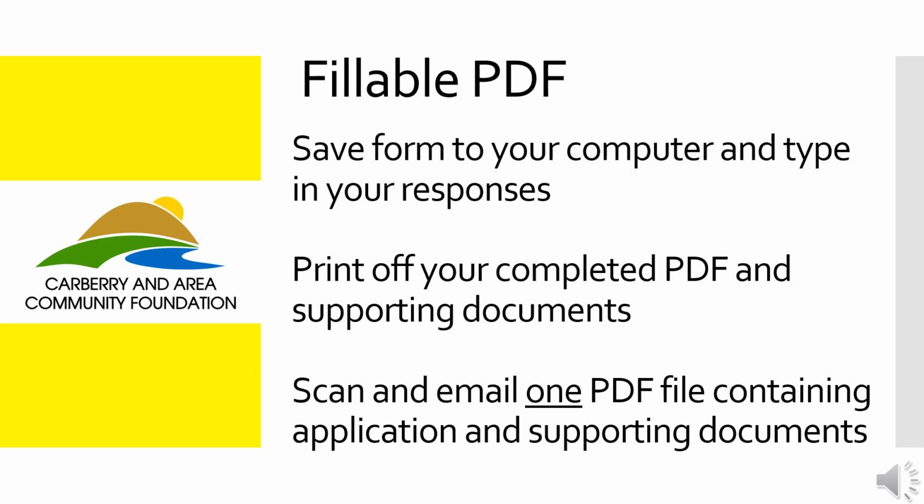The second option is to apply using a fillable PDF. If you're going to do this, you'll want to go to our website to access the form and then save it to your computer. Once you've done that, you can type in your responses and save your form. You can print off your completed PDF and your supporting documents, and then scan and email one PDF file containing the application and all the supporting documents and send that to us.